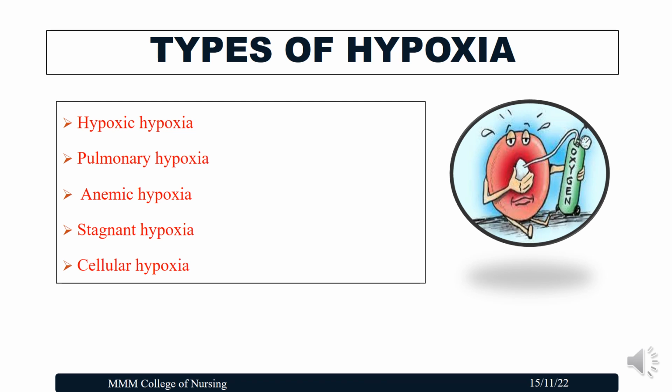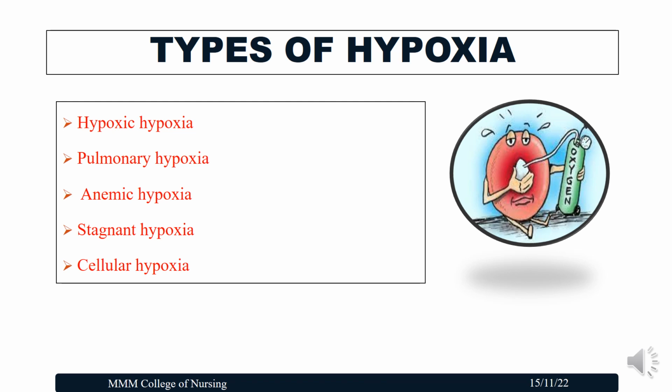Anemic hypoxia. Anemia is a condition where there is decreased hemoglobin in the blood. Oxygen is carried to the tissues in the form of oxyhemoglobin. So when there is a decreased amount of hemoglobin in the blood, the oxygen carrying capacity will be decreased. As a result, there will be decreased oxygenation to the tissue. Such kind of hypoxia is known as anemic hypoxia.